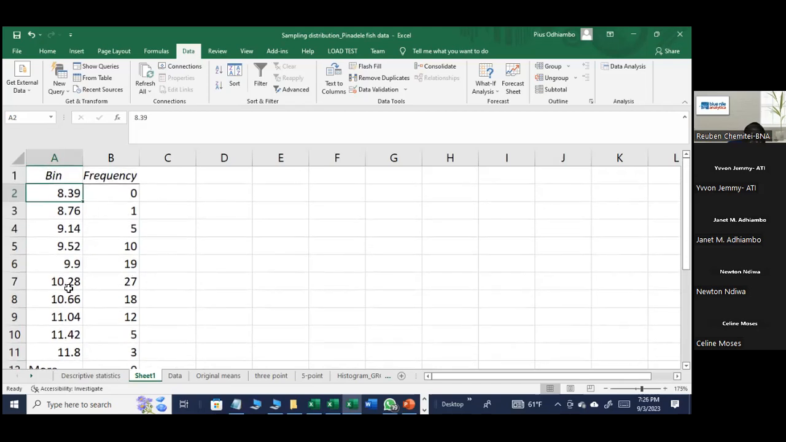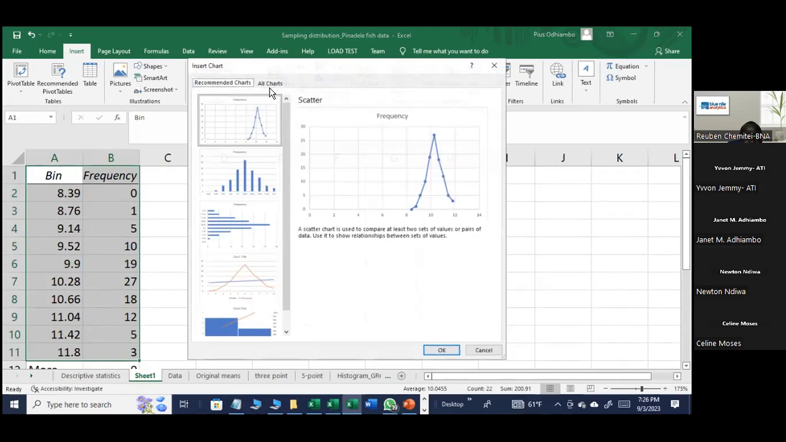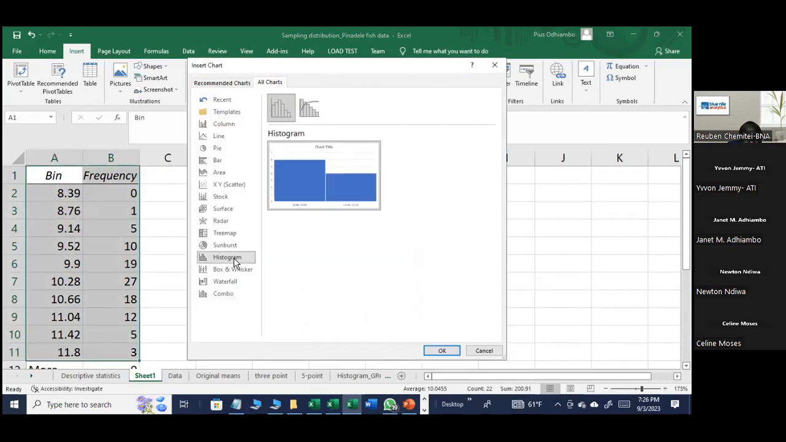So the normality of the data will come now from this, which I can select like this. Okay, and then I basically insert a histogram. So I click on that. Then all charts. Then I select histogram. Histogram is where it's here. Okay.